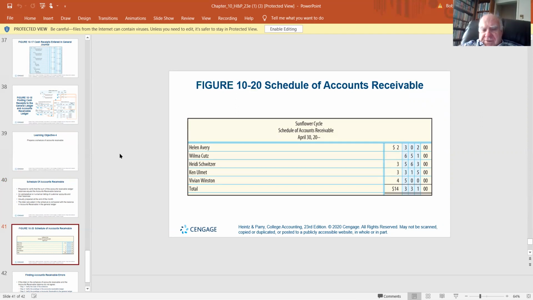And it's as simple as this. At the end of April, Helen Avery owed us $2,002, Wilma $651, Heidi Schweitzer, etc. We had five customers who owed us money. They owed us a total of $14,331 in accounts receivable. If you looked at your general ledger, that is the balance you would see under accounts receivable, 14,331.